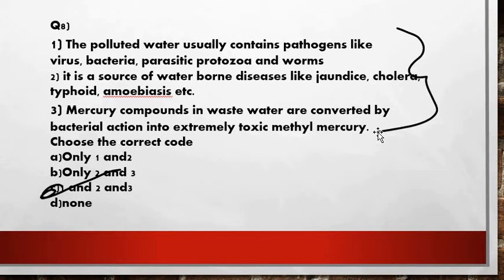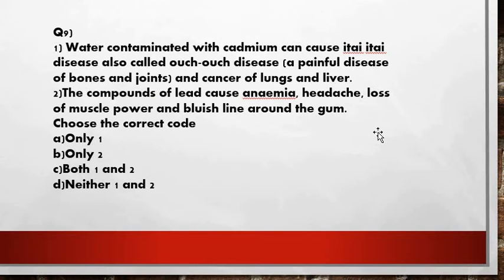Next we move further, the 9th question. Water contaminated with cadmium can cause Itai-itai disease, also called Ouch-ouch disease, a painful disease of bones and joints, and cancer of lungs and liver. The second statement says the compounds of lead cause anemia, headache, loss of muscle power and a bluish line around the gum. Choose the correct answer from the given code: only 1, only 2, both 1 and 2, and neither 1 nor 2. So here again our option number C will be the right answer. Both statements are correct, that is 1 and 2.